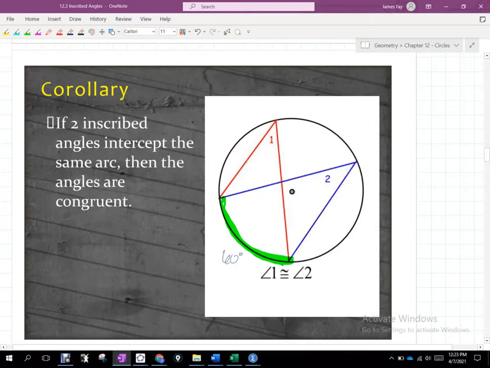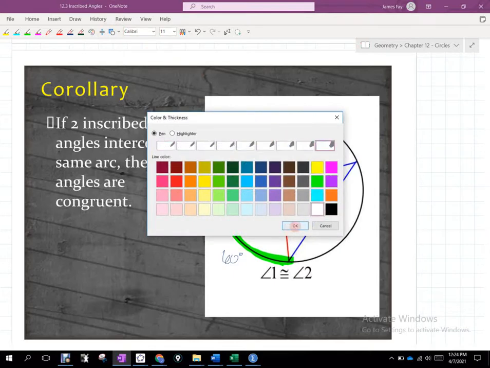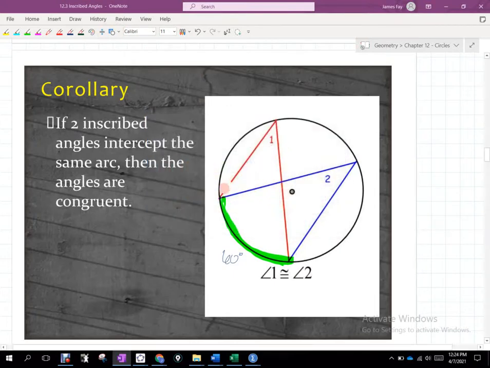Now let's do this. If I cover up angle 1 and I look at angle 2, is that an inscribed angle still intercepting the same arc of 60 degrees? So what does angle 2 have to be? 30 degrees. So what we find out is if we have two inscribed angles, the red one and the blue one, and they intercept the same arc, then angle 1 and angle 2 should be congruent angles.